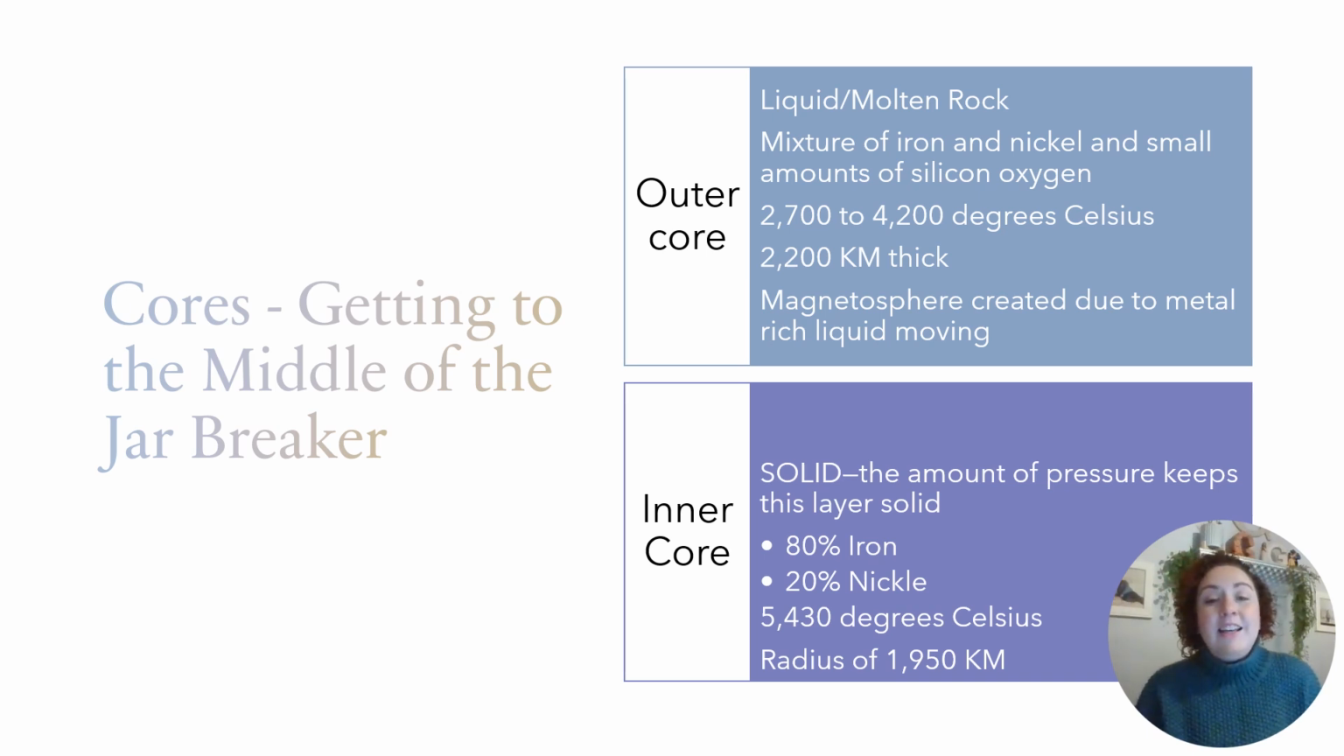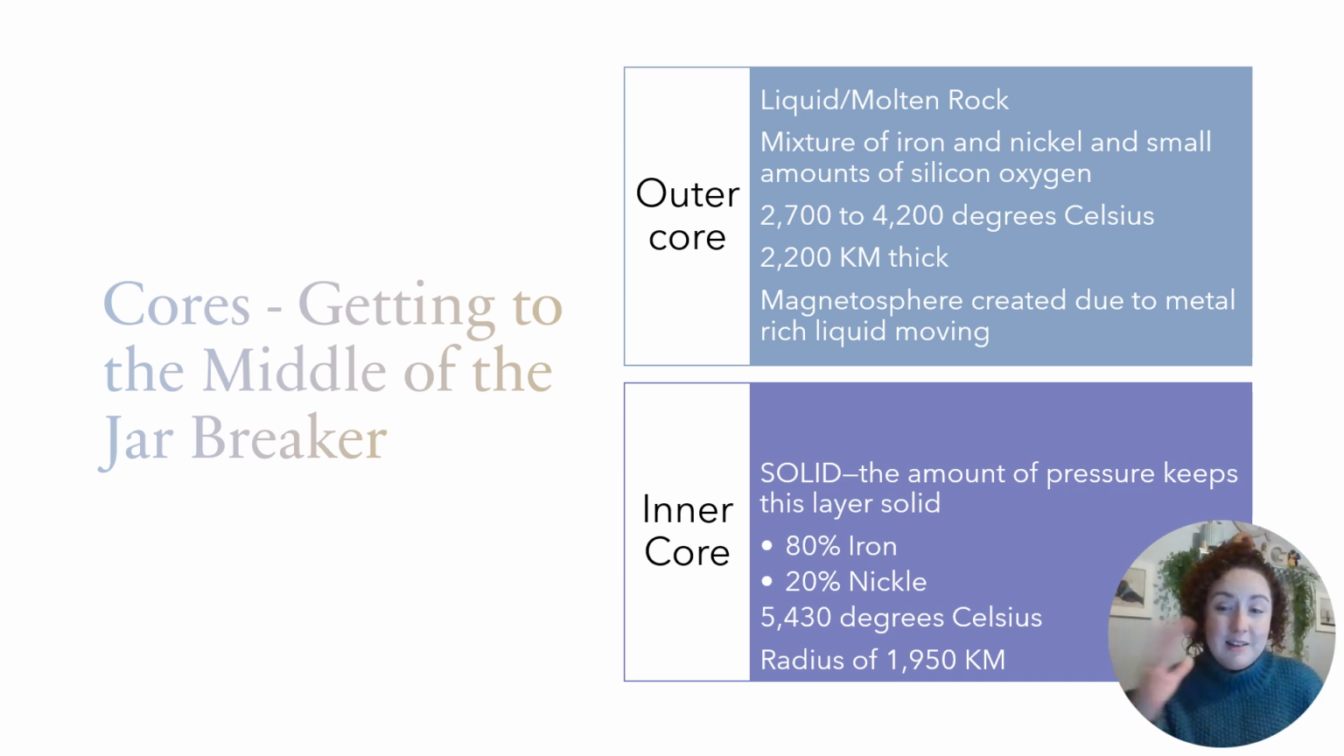Okay, and then our inner core. So finally, once we get all the way into the center of the Earth, we get this solid piece of metal. There is so much pressure that it cannot be in any other state other than solid. And that's because it is 80% iron and about 20% nickel. There's a little bit of other things thrown in there, but this is the main thing. It's sitting at a cool 5,430 degrees Celsius. So it's very, very hot.